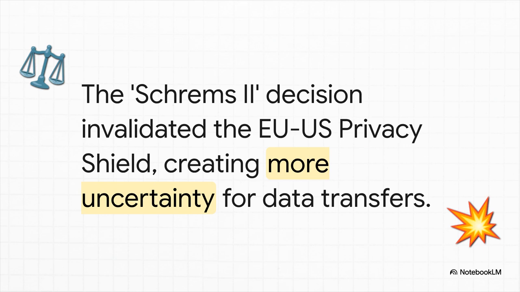And just when you thought it couldn't get any more complicated, the ground started shifting under everyone's feet. The landmark Schrems II ruling from the EU's top court completely blew up the main legal framework for data transfers, the Privacy Shield. That one decision threw thousands of businesses into total legal chaos, forcing them to scramble for other ways to keep data moving legally.